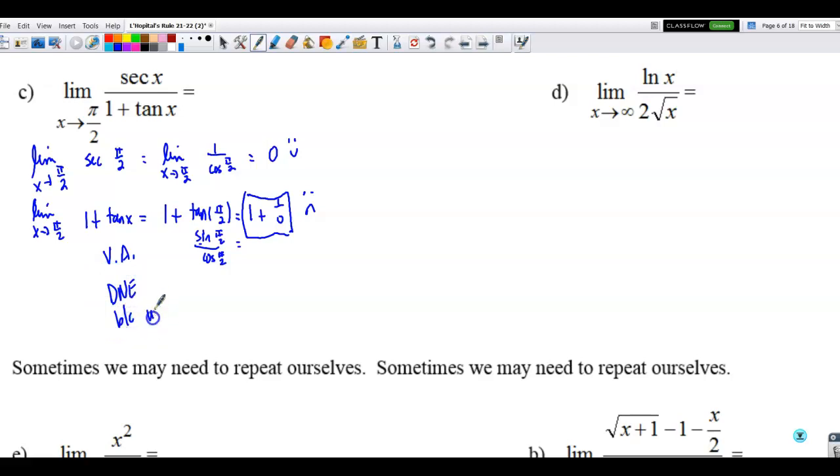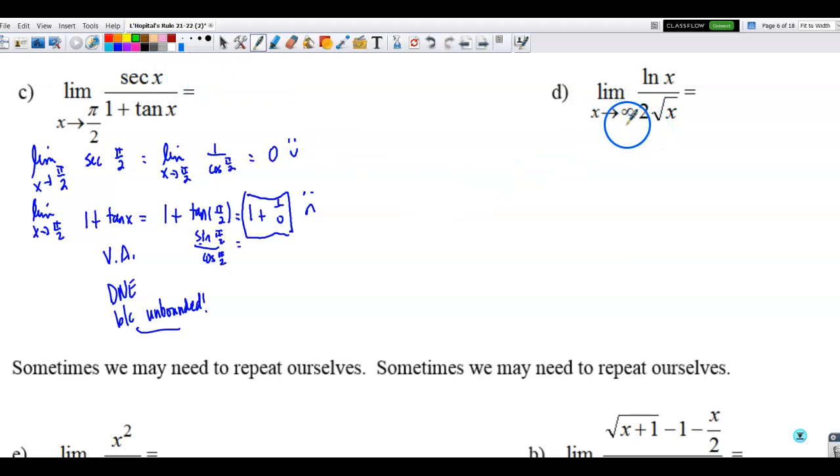So this is a situation to say, don't assume that everything is going to turn into L'Hopital, because this doesn't give me a situation that I can use L'Hopital for. That's kind of the moral of the story behind letter C. All right, let's go on to letter D, which is going to take us back to L'Hopital.